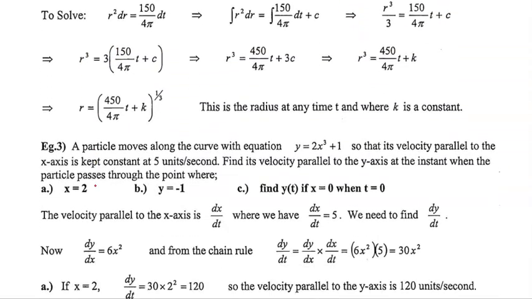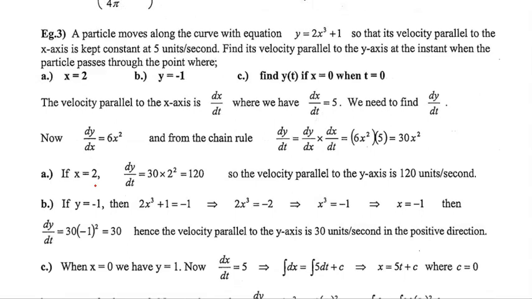One last example, a different type altogether, but again involving related rates. A particle moves along the curve with equation y equals 2x³ plus 1, so that its velocity parallel to the x-axis is kept constant at 5 units a second. It's appropriate to quote it as velocity and not speed, because we're given both a speed, 5 units per second, and also a direction, the x-axis. Otherwise, we'd refer to this as a speed if we weren't talking about any direction.